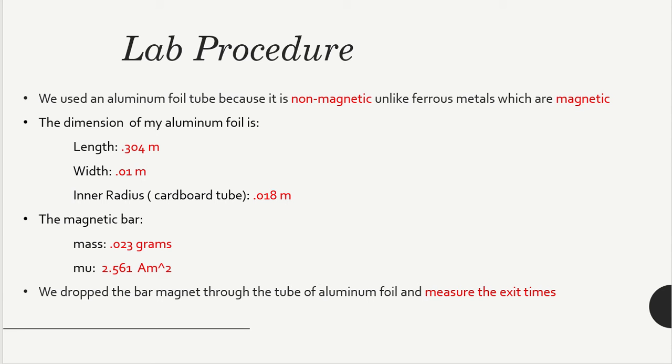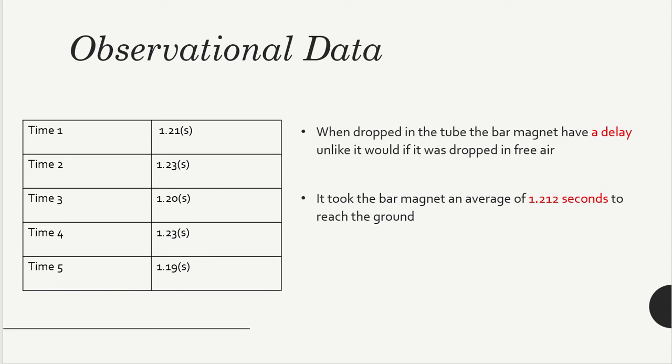To start this lab off, we use aluminum foil because it's non-magnetic, unlike other metals, which are magnetic. We're dropping this bar magnet into a tube, so we do not want the bar magnet to stick to the inner walls of the tube, so we choose a non-magnetic metal, such as aluminum. The dimensions of my aluminum foil are showcased here, also my magnetic bar. And here are the measured exit times.